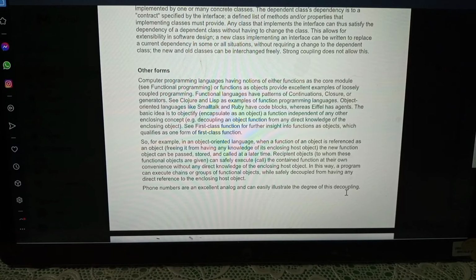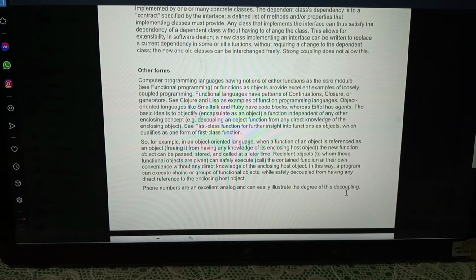Object-oriented languages like Smalltalk and Ruby have code blocks, whereas Eiffel has agents. So, in object-oriented languages like Smalltalk and Ruby, you can use code blocks. It is not the same as Eiffel, which has agents.